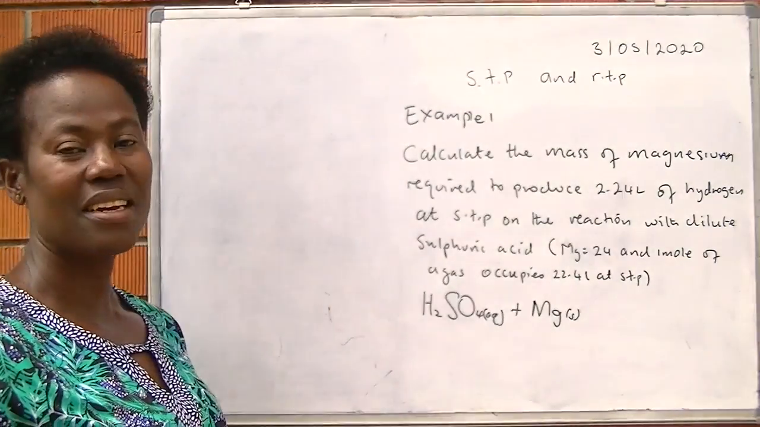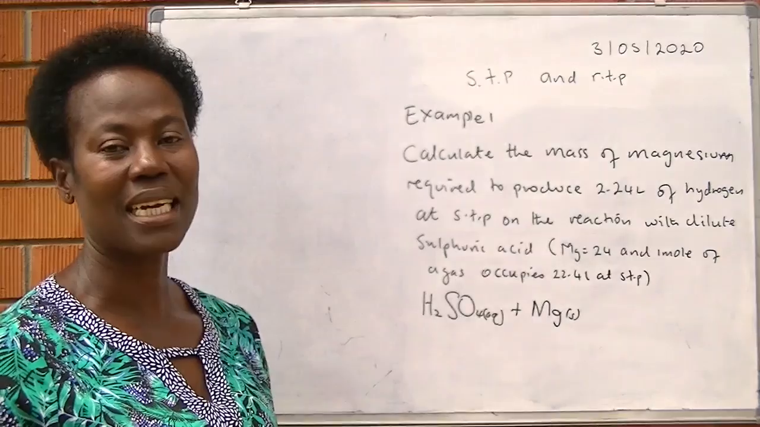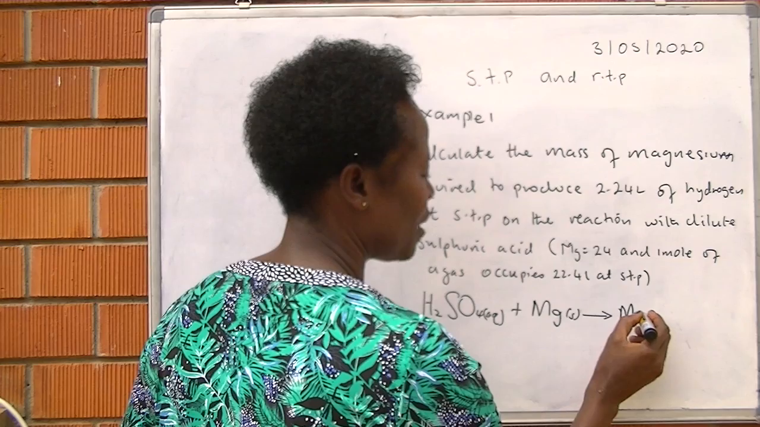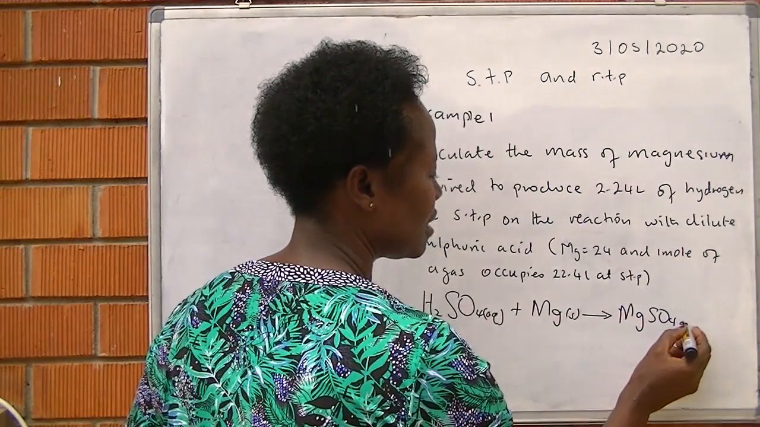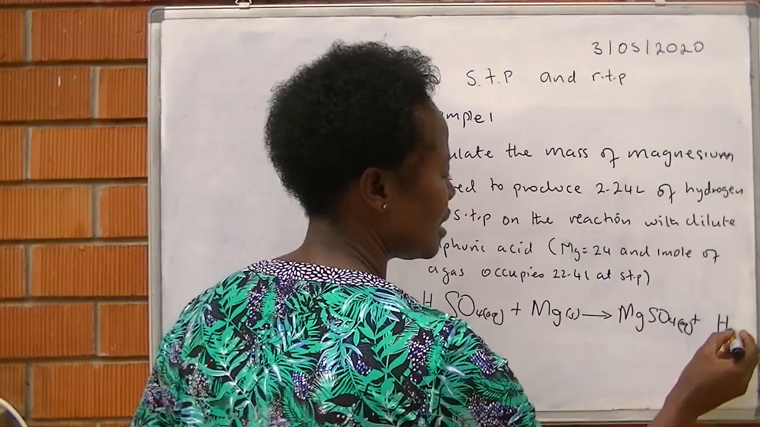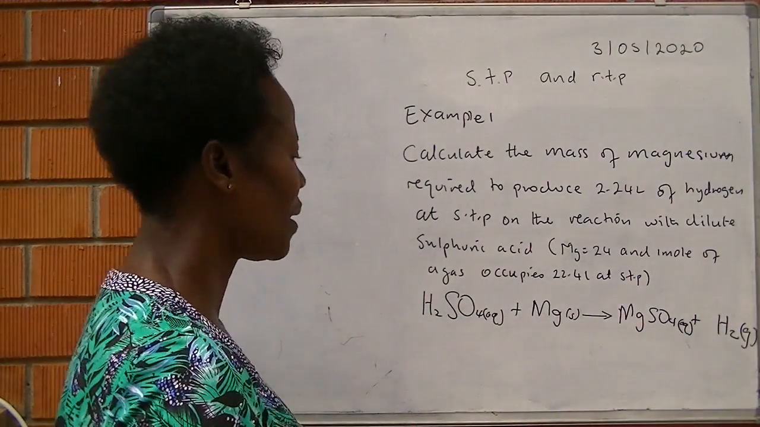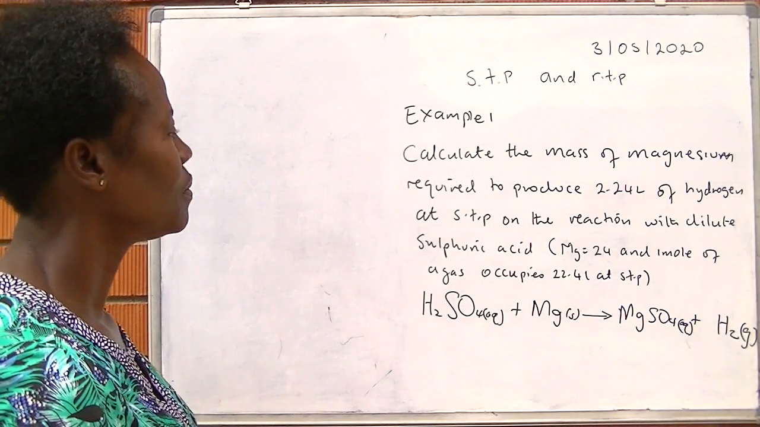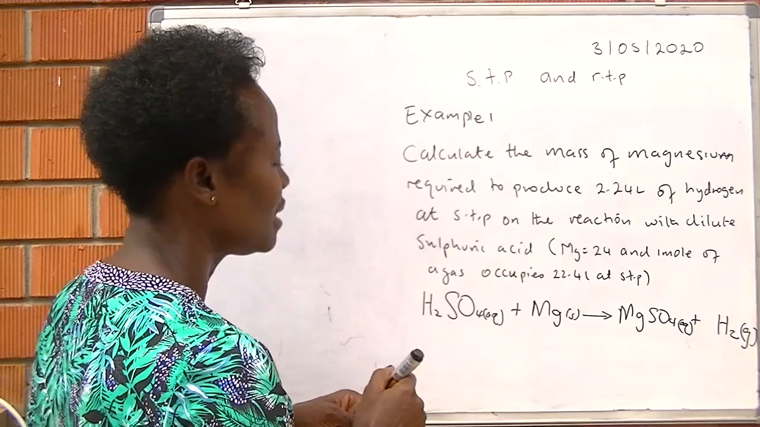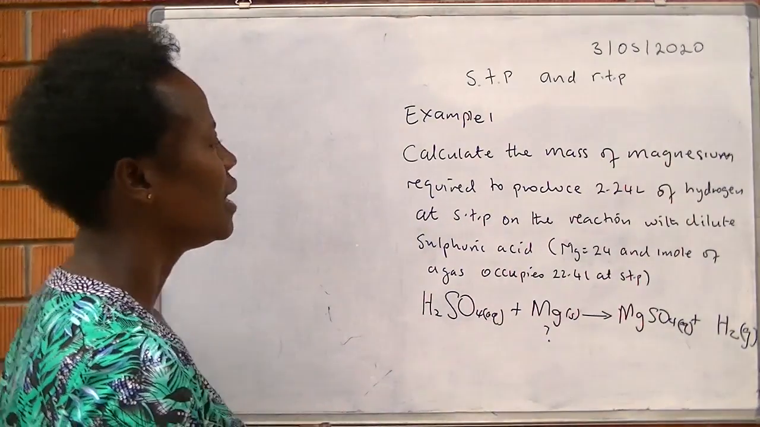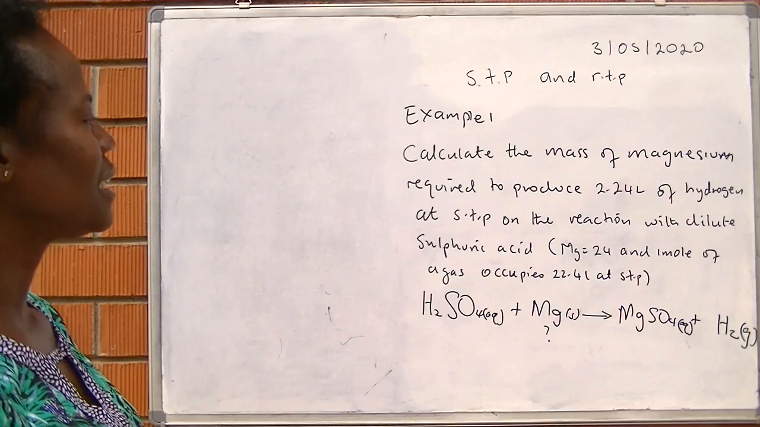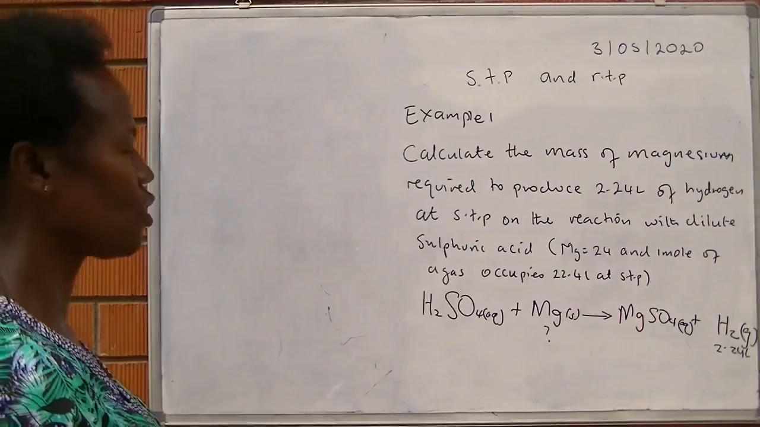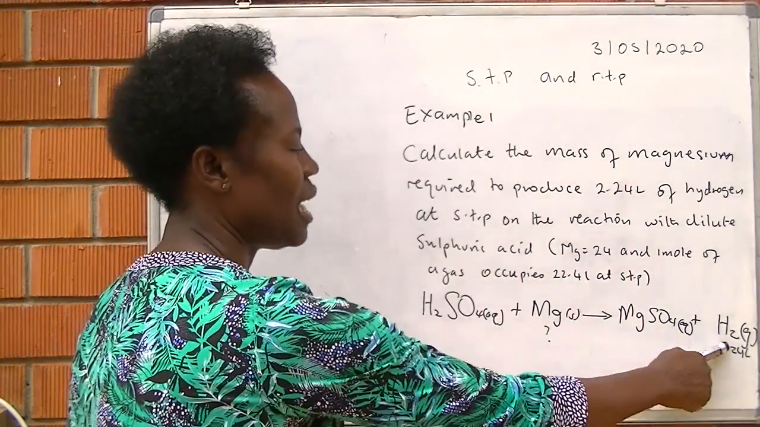Properties of acids: they react with metals to liberate a salt and hydrogen. So we are expecting to get a salt of magnesium sulfate and hydrogen gas. Does our equation balance? Yes. So we go back to the question. Calculate the mass of magnesium, the question mark, required to produce 2.24 liters of hydrogen. So we are only going to deal with the magnesium and hydrogen.